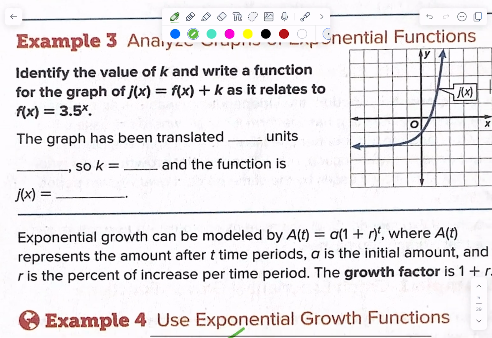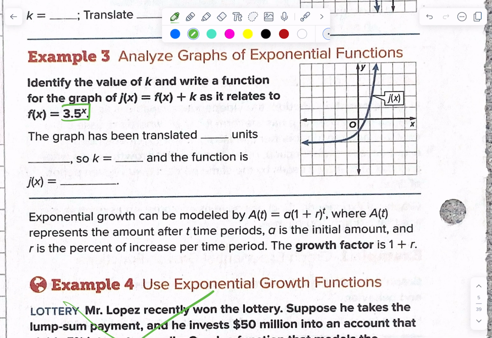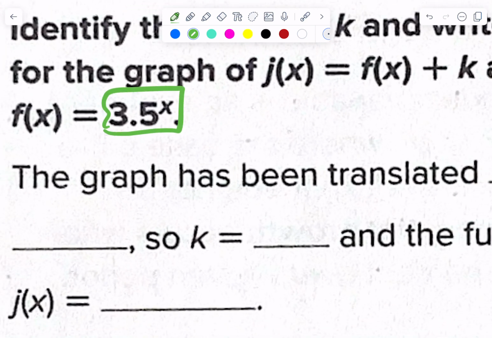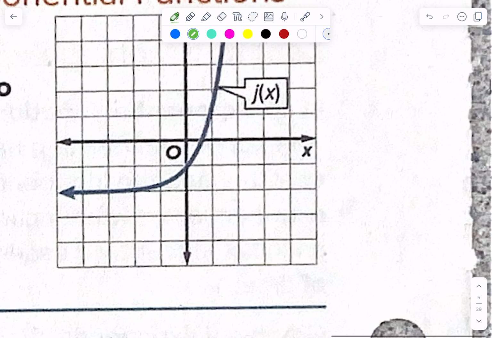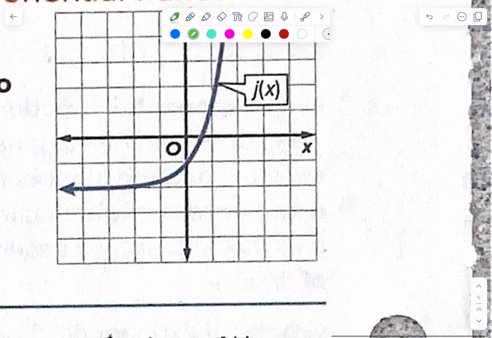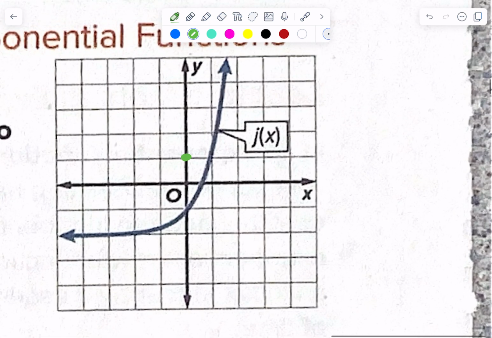All right, let's go down to this guy. 3.5 to the x power. That's my parent function. What's happening to him? What's he doing each time? He's a little more than tripling each time, right? My bacteria is a little bit more than tripling each time. They want to know how far he has moved up from the original 3.5 to the x power. It's going to start here at 1, and he goes like this.